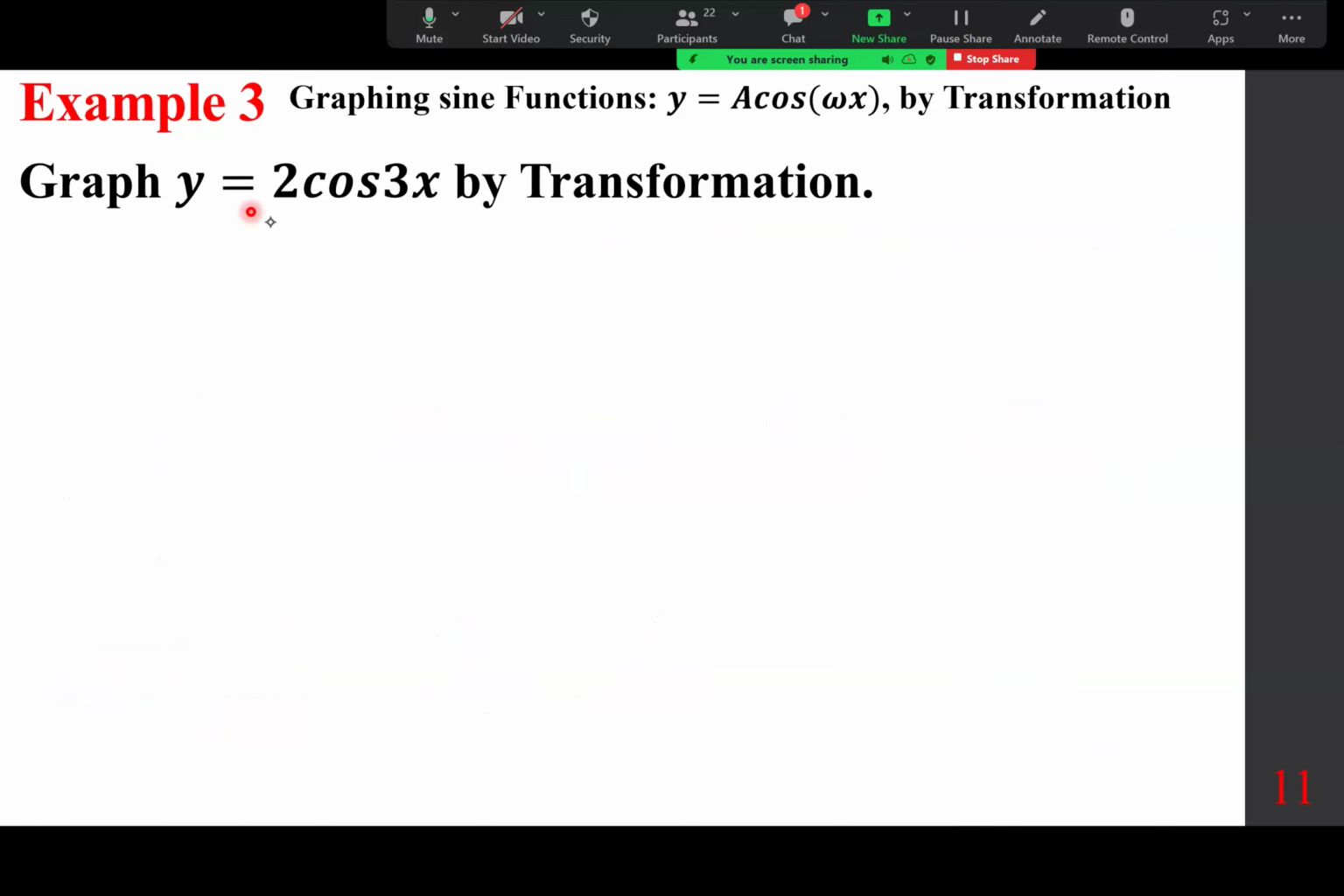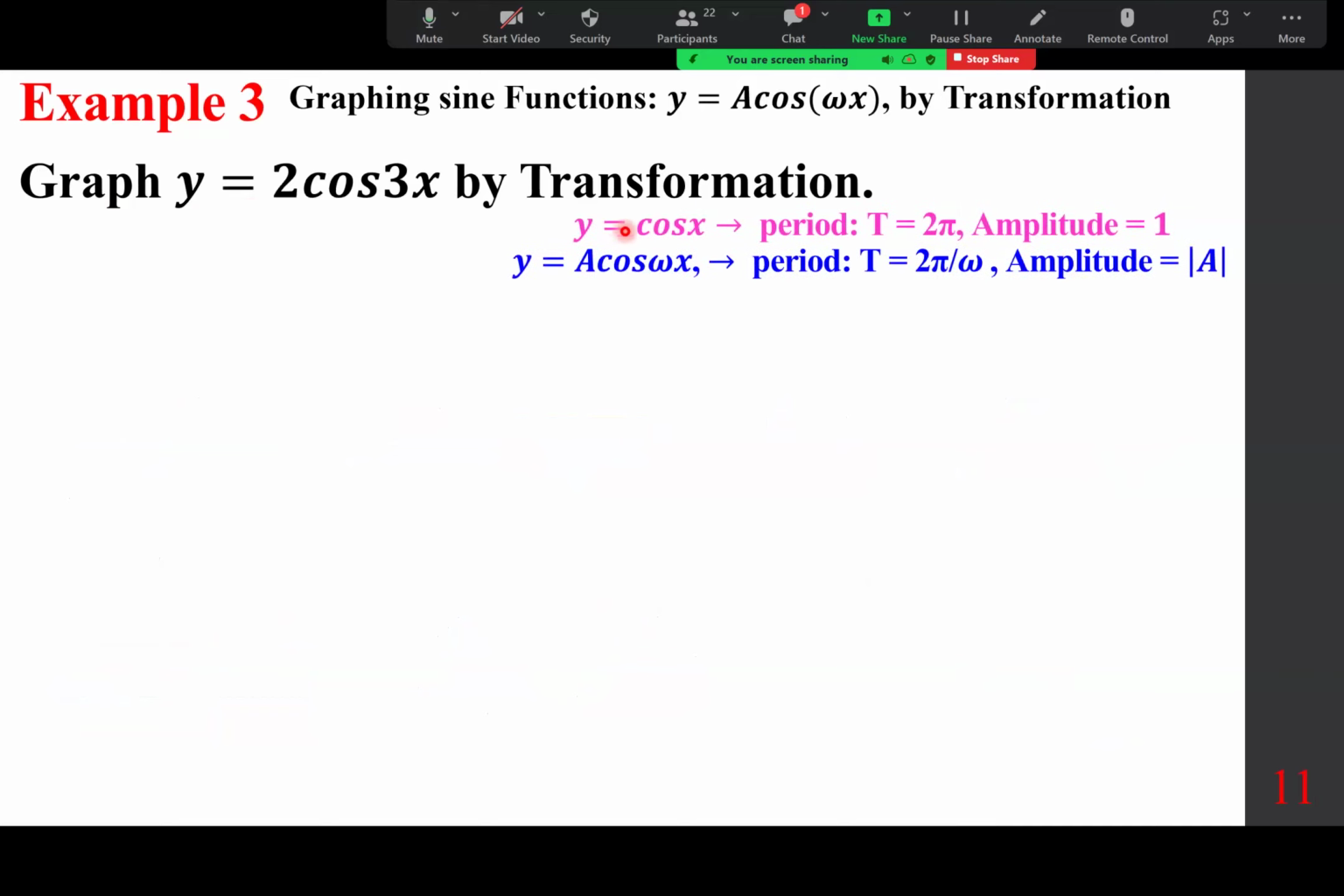Graph y equals 2 cosine 3x by transformation. And again, reminding everybody about the cosine. When y equals cosine x, the period is 2 pi, the amplitude is 1, just like sine. When y equals a cosine omega x, the period changes to 2 pi over omega. You divide by the coefficient of x, and the amplitude is the absolute value of a, again, just like basic sine. If we change the sign, same thing with the cosine.